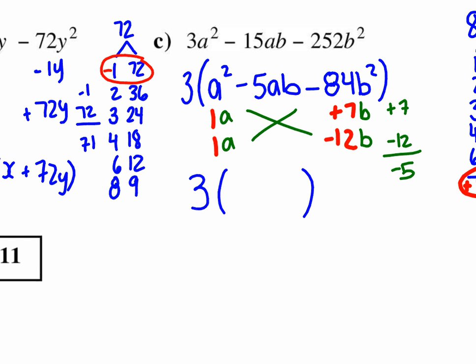Just to show you. Okay, what is it multiplied 3 times? So put your GCF in front and then a plus 7b, a minus 12b. All right, there you go.